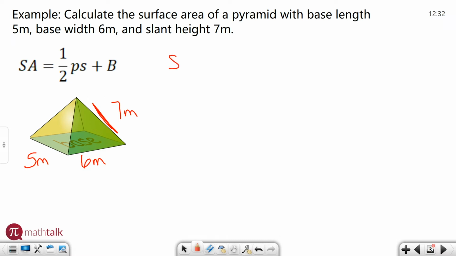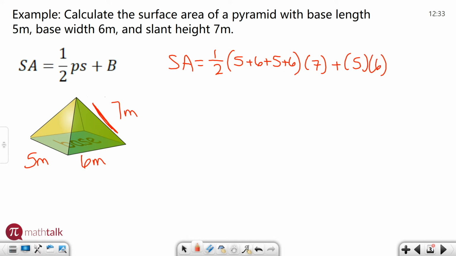So let's get started. So surface area is 1/2 P. P represents the perimeter of your base. So you have the length, you have the width. To find the perimeter, you have to add up the length plus the width plus the length and width again, because there's 2 lengths and 2 widths to a rectangular base. So we have 5 plus 6 plus 5 plus 6. And then we multiply that times the slant height, which is 7. And then we add the area of your base. So the area of a base of a pyramid, since it's a rectangular base, is length times width. So 5 times 6.